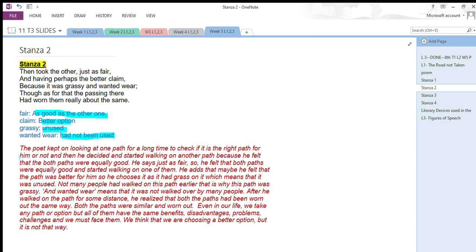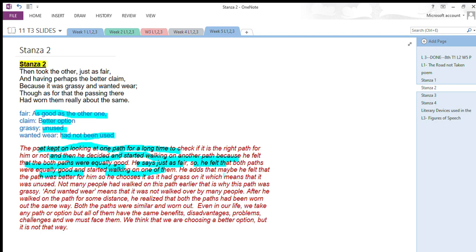Now the second stanza: the poet kept on looking at one path for a long time to check if it is the right path for him or not. And then he decided and started walking on another path because he felt that both paths were equally good. And he says just as fair, so he felt that both paths were equally good and he started walking on one of them.